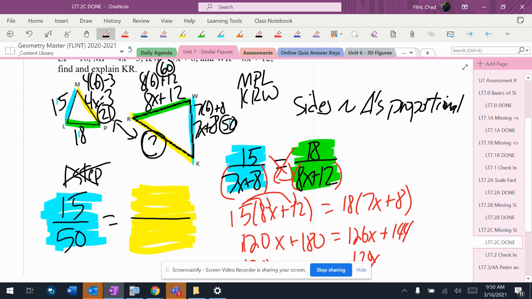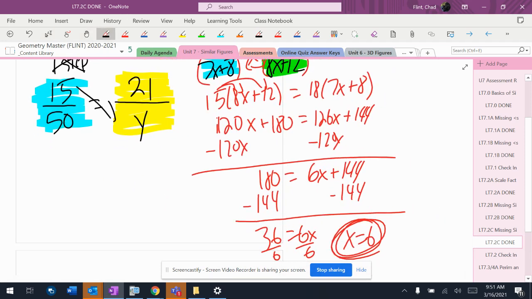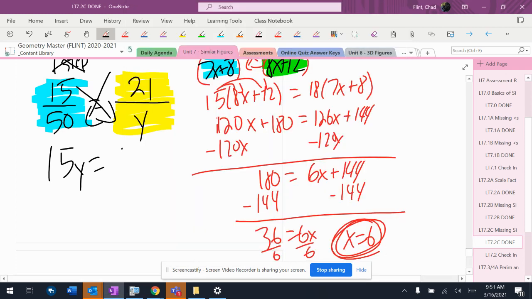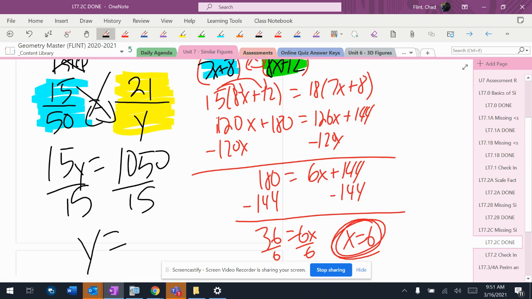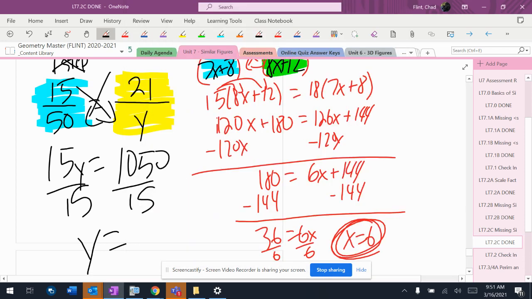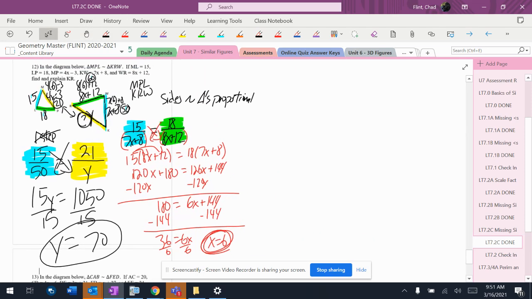So 15, 50, 21. I'm going to call this Y. If you called it X, I mean, who cares? You really shouldn't call it X because there's already an X over here on the right, but nobody's going to mark you off for that. So 15y equals 1050. So y equals 70.